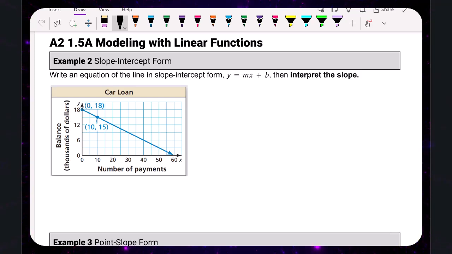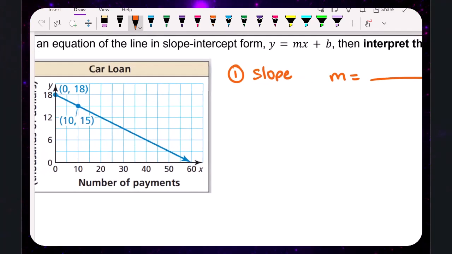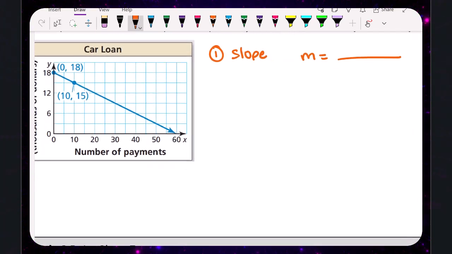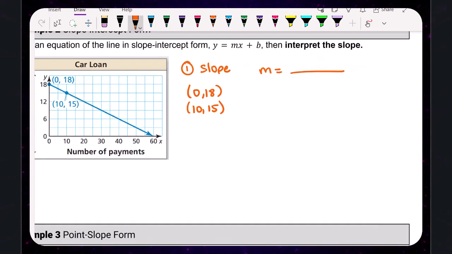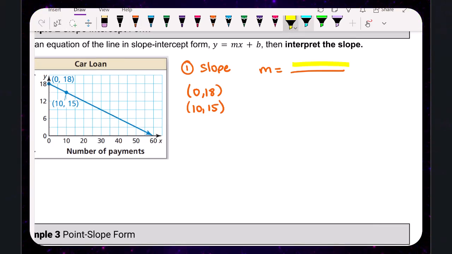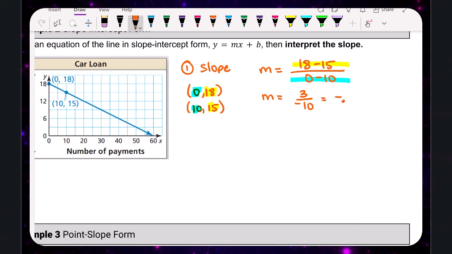All right, so what we're going to do is start with finding the slope. And for us to find the slope, I need 2 points. And it's got 2 points labeled over here for us. Okay, remember this is our y's and this is our x's. So y's 18 and 15, x's 0 and 10. So 18 minus 15, 0 minus 10. So that's going to wind up being 3 over negative 10, which turns out to be negative 0.3.